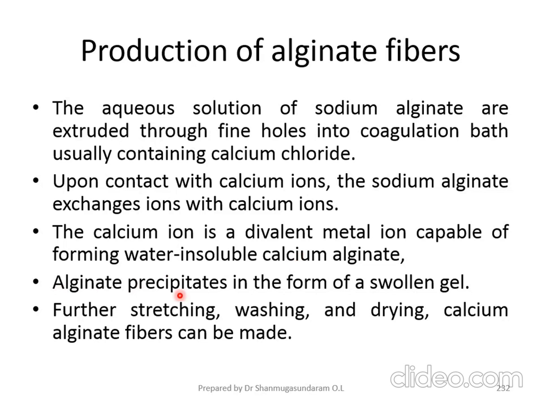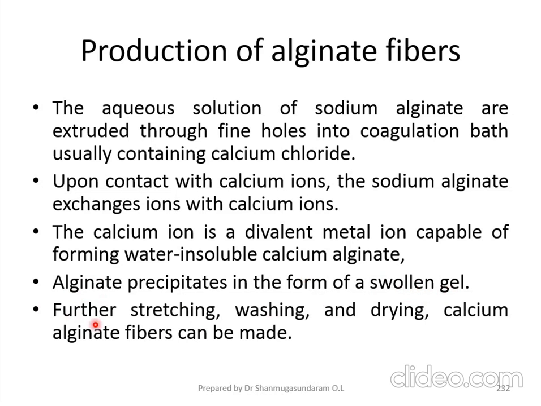Then alginate precipitates in the form of swollen gel. So the alginate polymer forms gels. Please make a note of it, because this swollen characteristic is very much useful for medical purposes, that is, medical textiles. Alginate polymer swells and forms a gel-like structure. Because of the formation of gel-like structure, it is used in bandages. I will discuss this elaborately in the forthcoming slides.